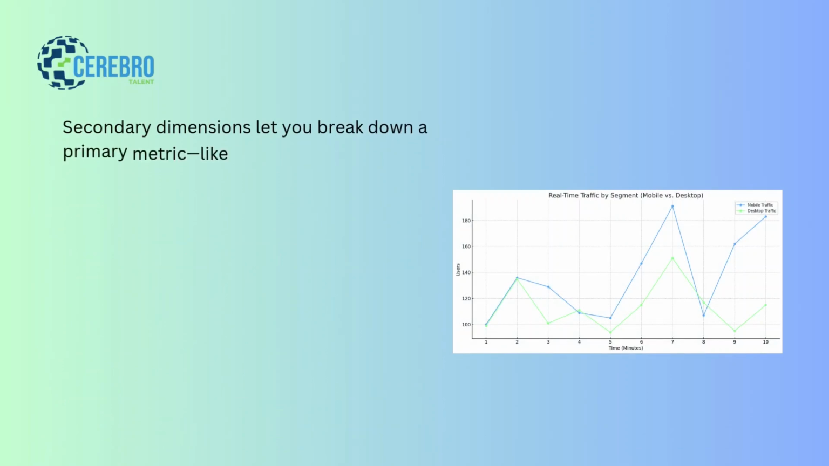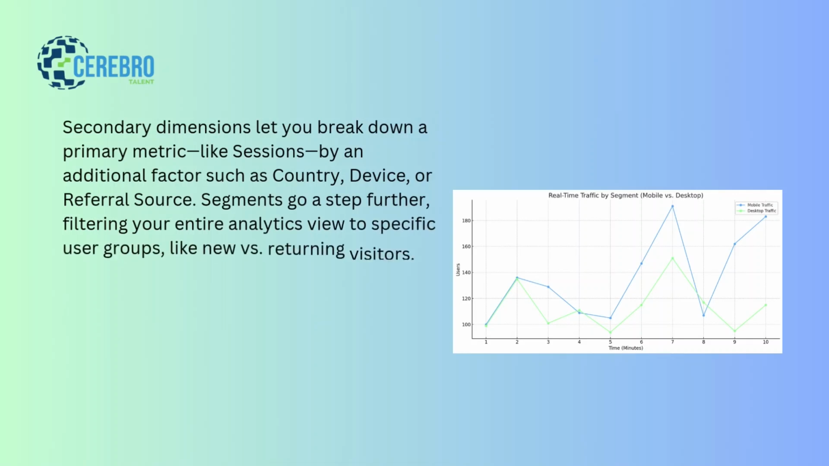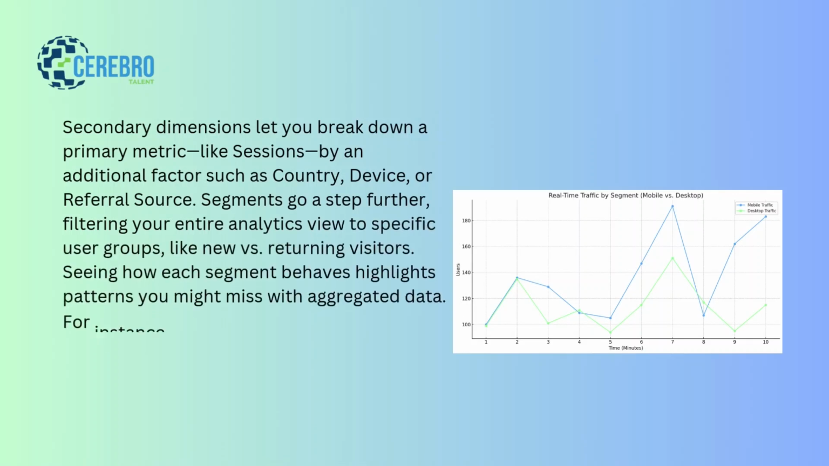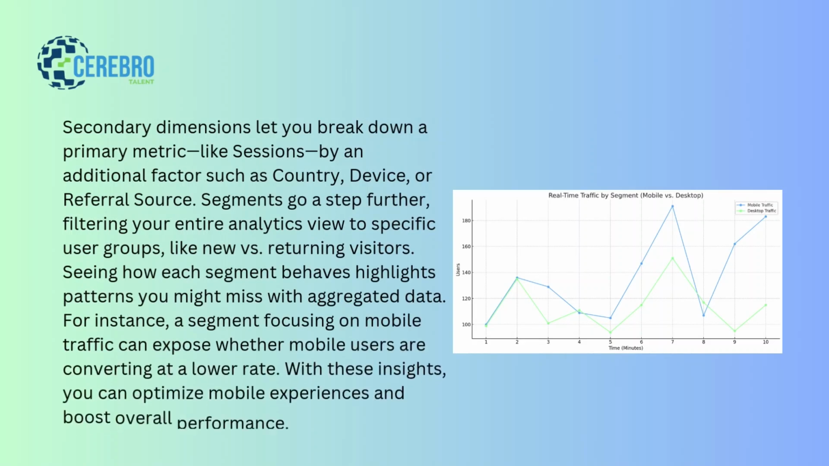Secondary dimensions let you break down a primary metric like sessions by an additional factor such as country, device, or referral source. Segments go a step further, filtering your entire analytics view to specific user groups like new versus returning visitors. Seeing how each segment behaves highlights patterns you might miss with aggregated data. For instance, a segment focusing on mobile traffic can expose whether mobile users are converting at a lower rate. With these insights, you can optimize mobile experiences and boost overall performance.